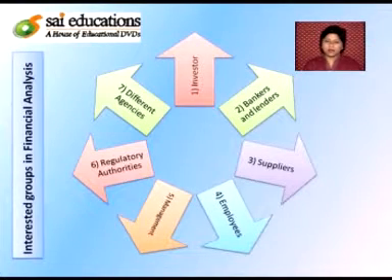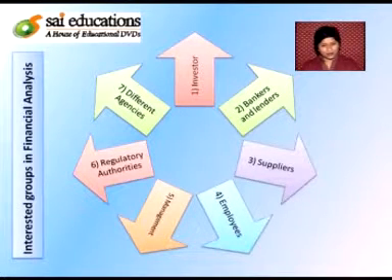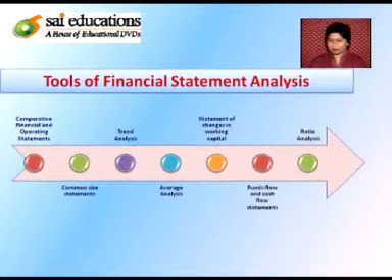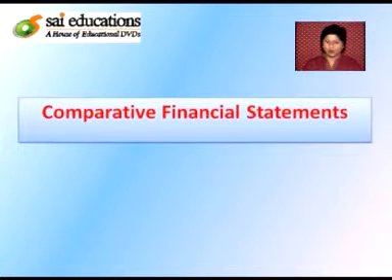All these analyses can be undertaken by the investors, bankers and lenders, suppliers, employees, management, regulatory bodies or different agencies depending upon the data with which they are analyzing the things. So all these people can go for various tools of financial statement analysis. It includes comparative financial statements, common size financial statements, trend analysis, average analysis, statement of changes in working capital, fund flow and cash flow analysis, or the ratio analysis. Now let us start with comparative financial statements.